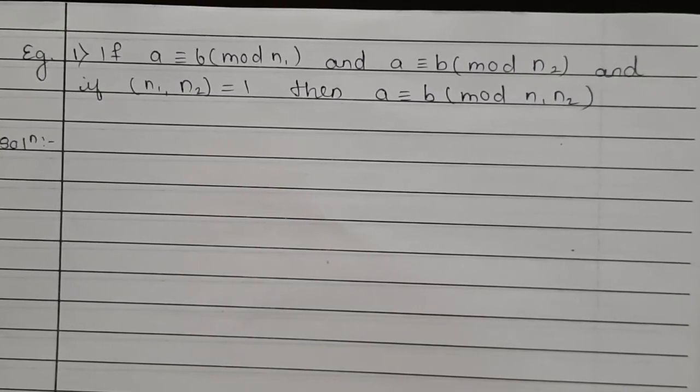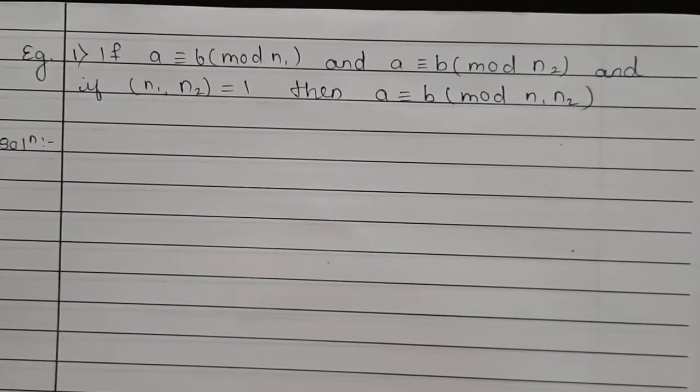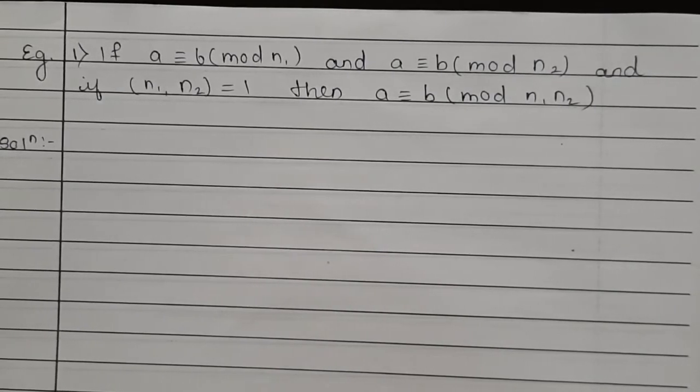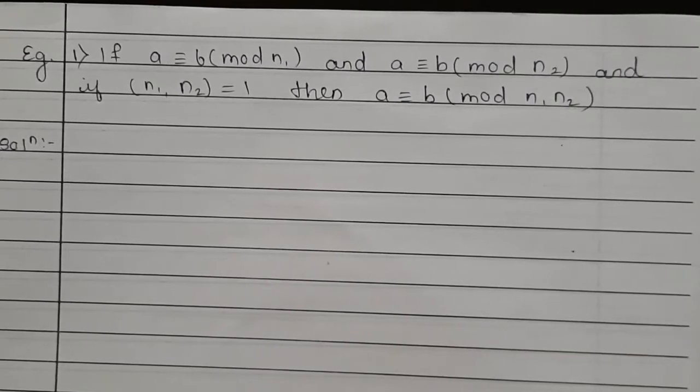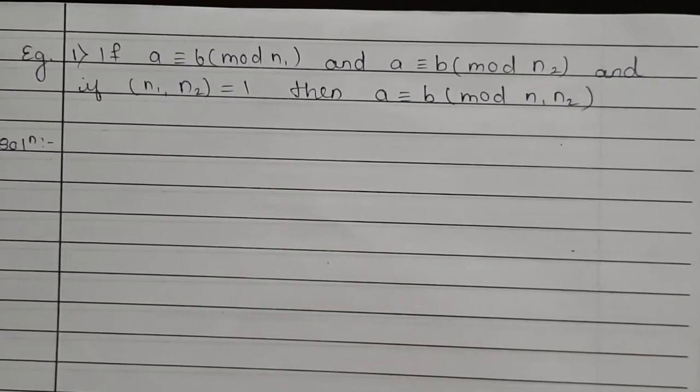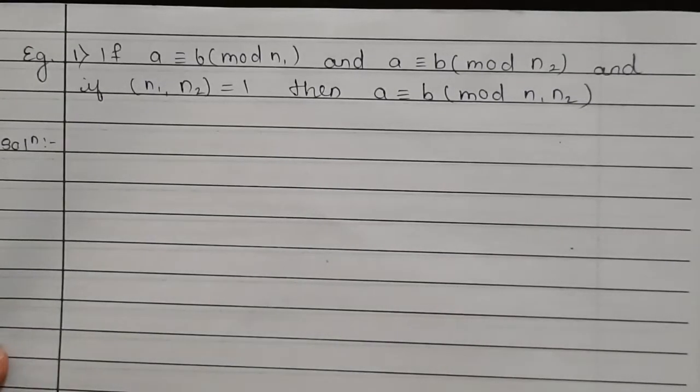In the last video, we saw some properties and one theorem, that is, two integers a and b are congruent modulo n, where n is a positive integer, if and only if they leave the same remainder when divided by n. On the basis of that, today we will see some examples. Okay, here I have the first example.